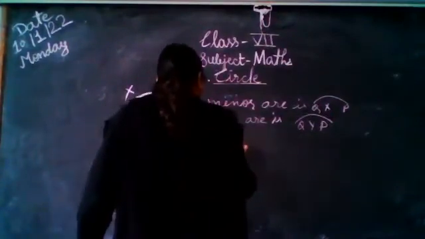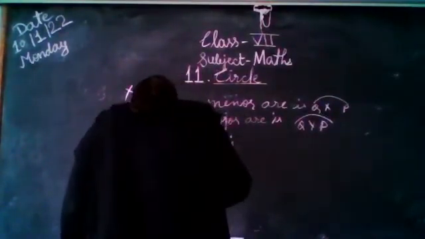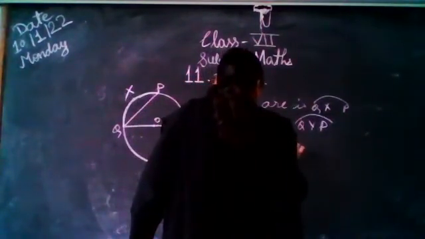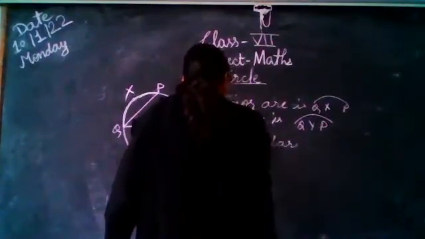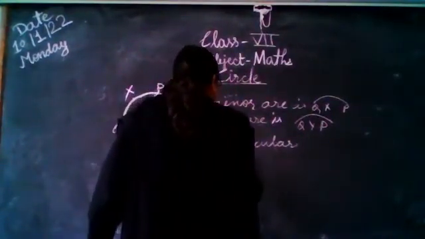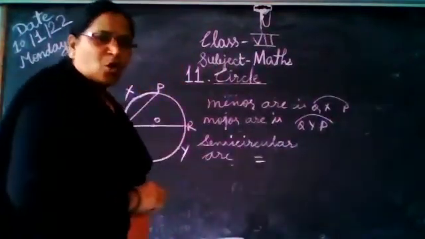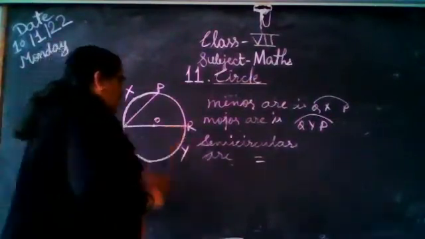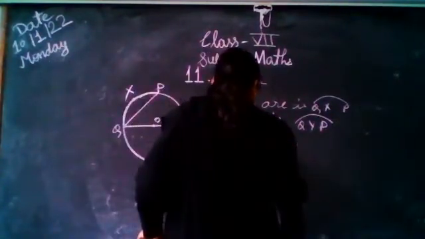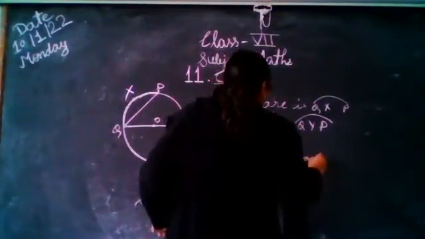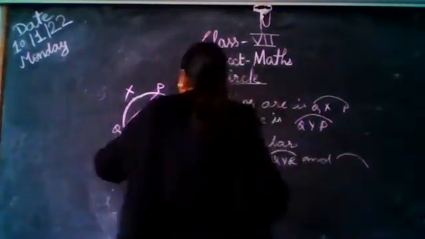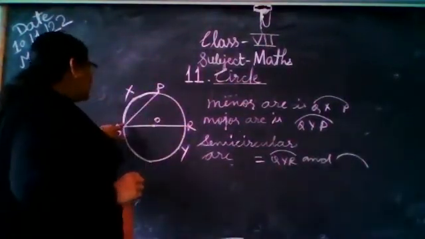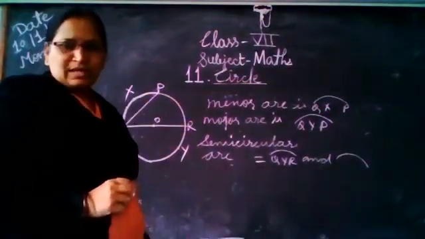Semicircles, semicircular arcs. See children, semicircular arcs are formed by the diameter. Means Q, Y, R, and you can say QXR also, or you can say QPR. Both are correct.